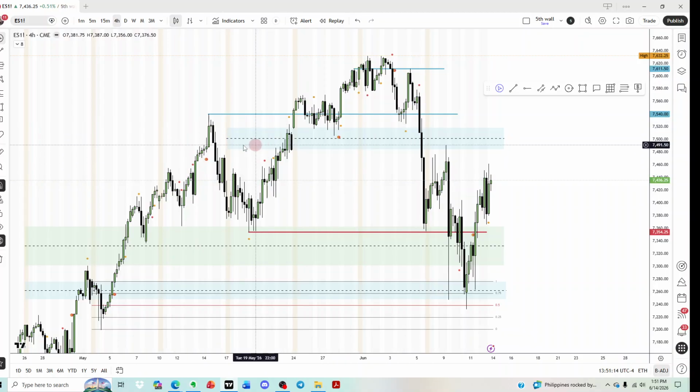And we also mentioned that even though these were weekly levels, now that we are in the 4-hour chart, we can actually start to utilize discount.